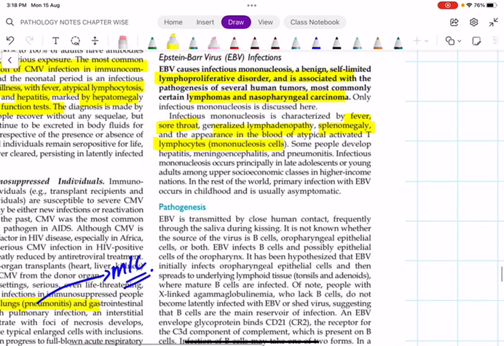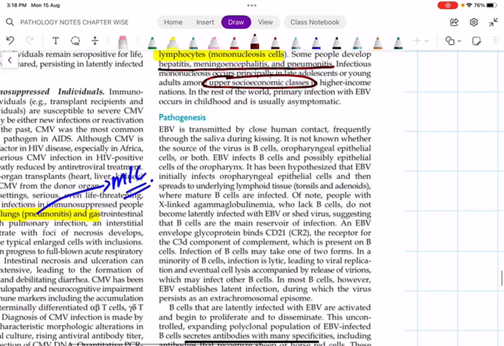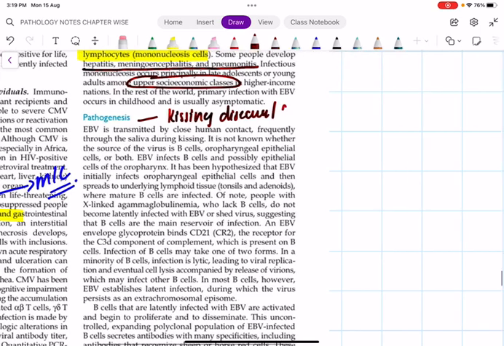Fine. And what are some of the complications? Some of the complications are hepatitis, meningoencephalitis, and pneumonitis. And remember, this mainly affects people of the upper socioeconomic class. I don't know the reason. Fine. Epstein-Barr virus is transmitted by saliva; infectious mononucleosis is also called kissing disease. It is also called glandular fever.